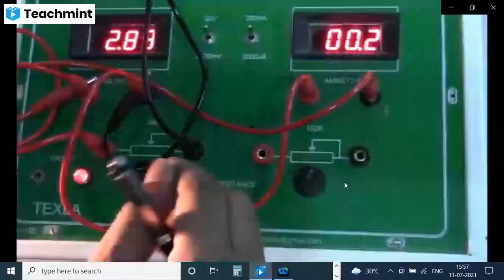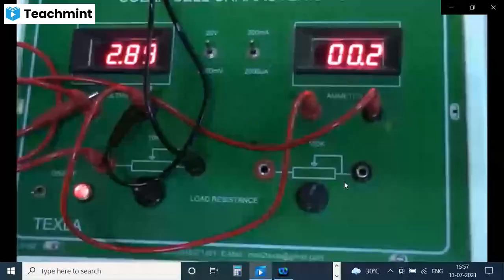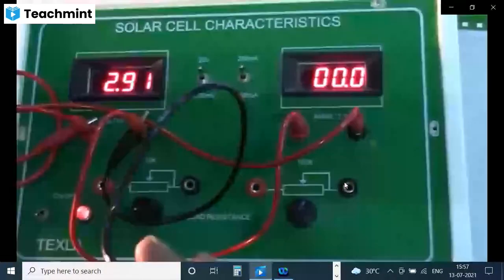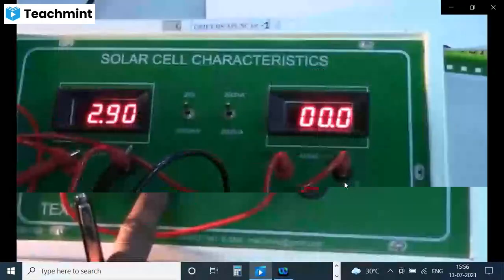How to offer more amount of resistance? Simply remove the resistance from the load resistance, so it offers infinite amount of resistance. Now the voltage is maximum in the circuit. This voltage at which the current is 0 is called as what? Open circuit voltage. It is 2.91 volts.